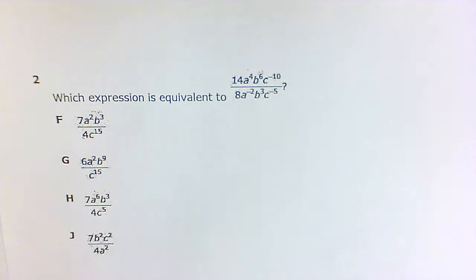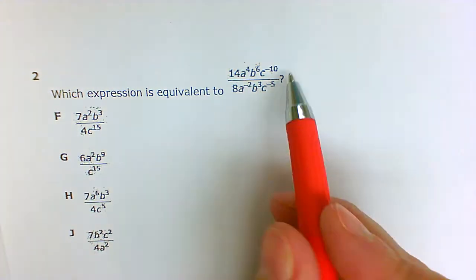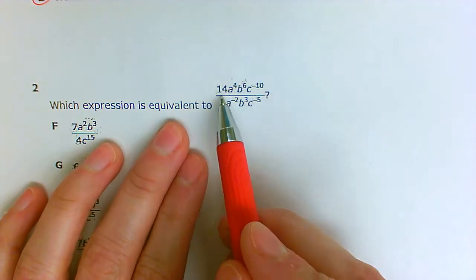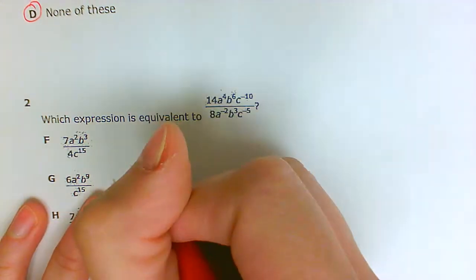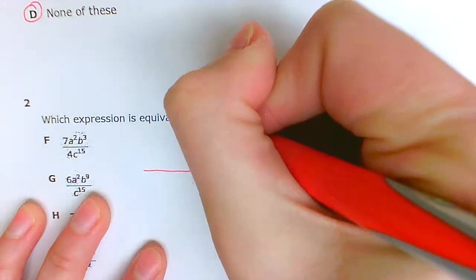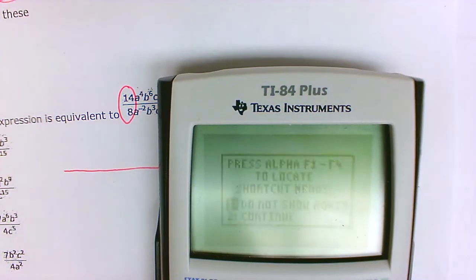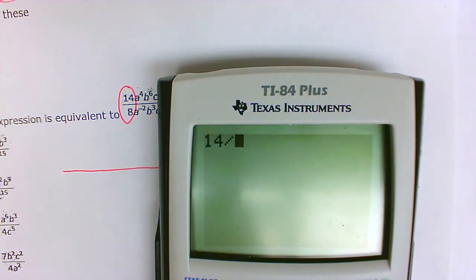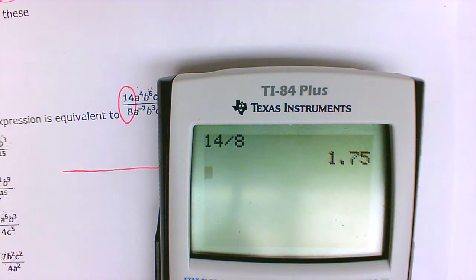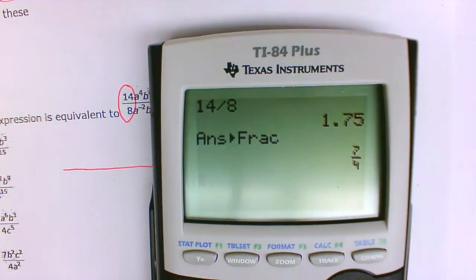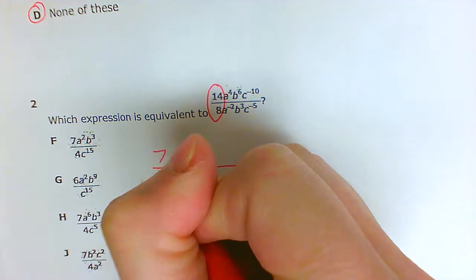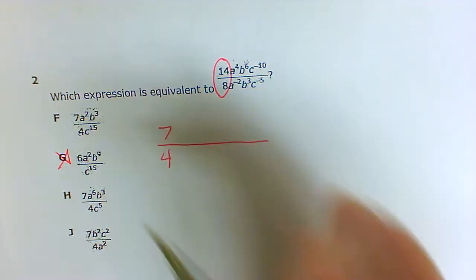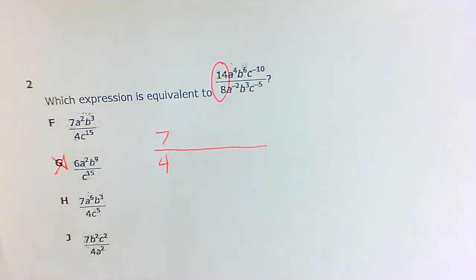Okay, number 2. What expression is equivalent to this thing? All right, whenever you see one of these giant fraction bars with a bunch of negative exponents, the first thing that I want you to do is simplify the numbers in front if there are any. So if I type this out, I've got 14 divided by 8. I want the decimal, so let's press math, enter, enter. That really gives me positive 7 over 4. So I know that I really should have 7 over 4. So right away, G is gone, and I think that's about it.